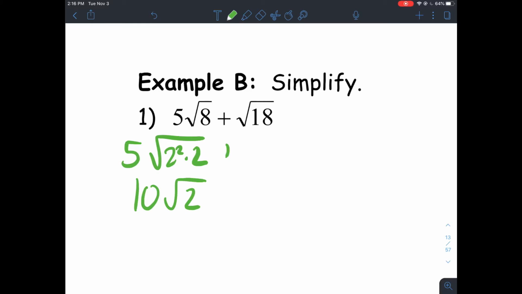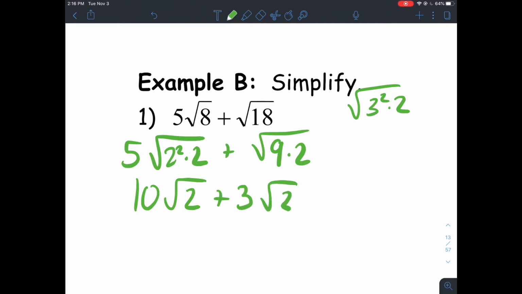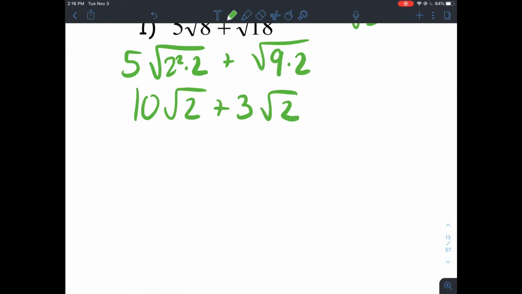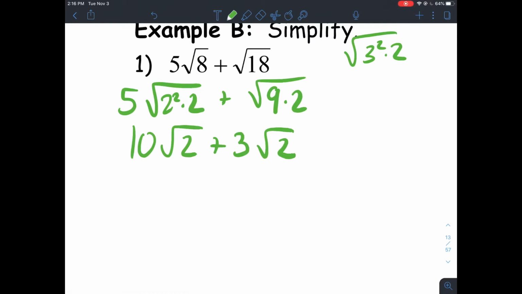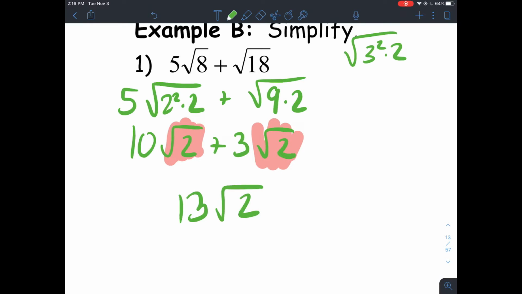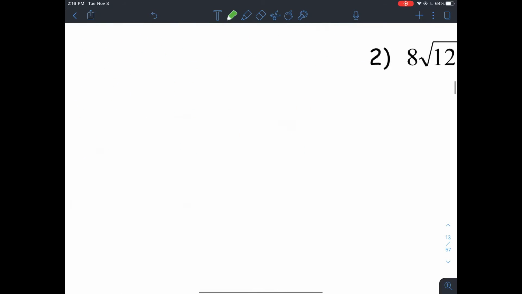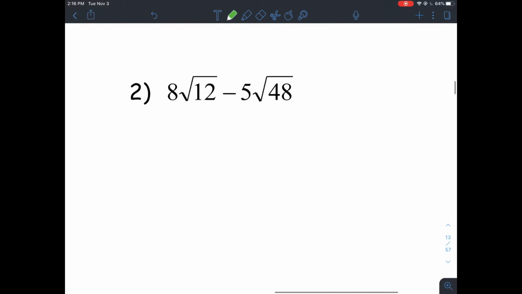All right. Then this root 18, we could break down into 9 times 2, which is the same as 3 squared times 2. So we'd have plus 3 root 2. So basically, I simplified these radicals, and now I've got similar radicals, right? So I can go ahead and combine those, and I get 13 root 2. Let's go ahead and try another one. So again, we have to try and simplify these radicals.